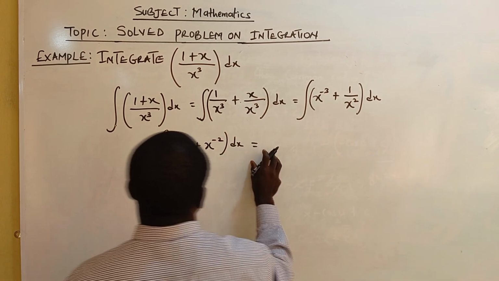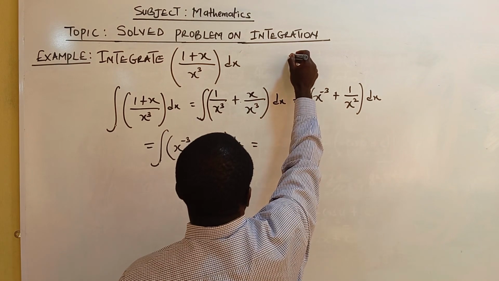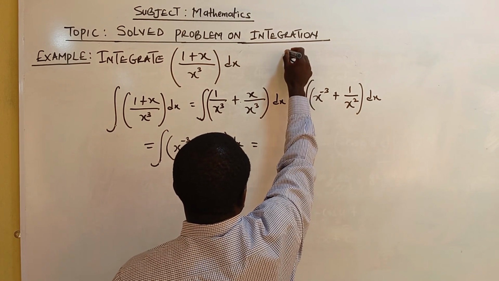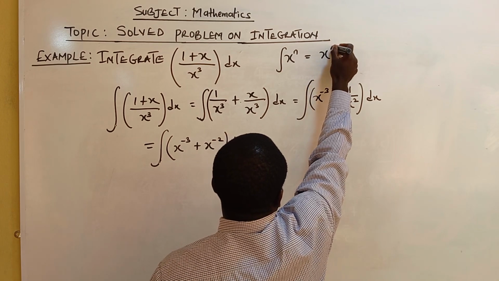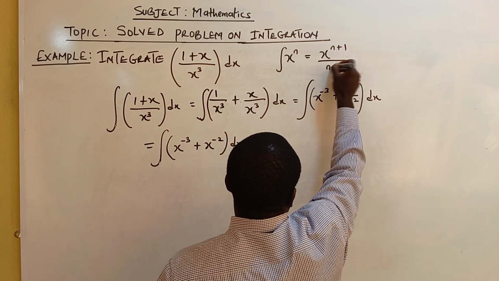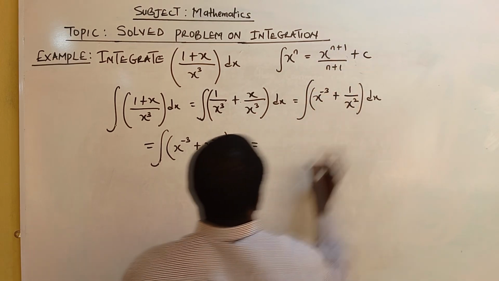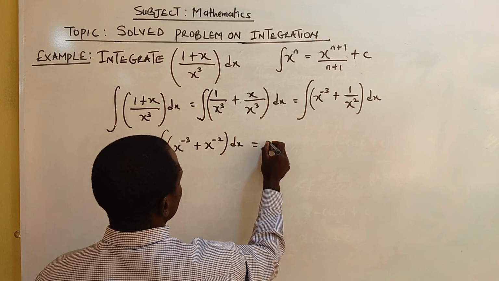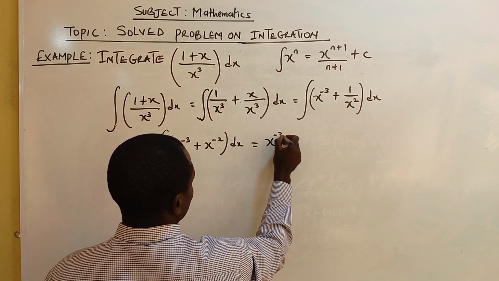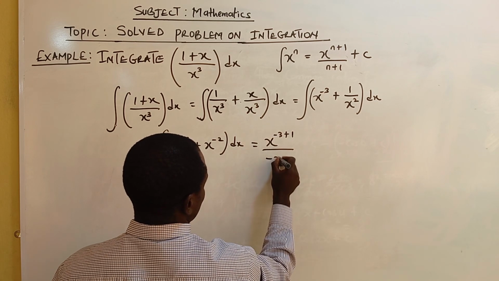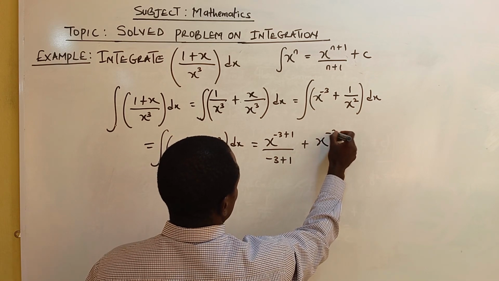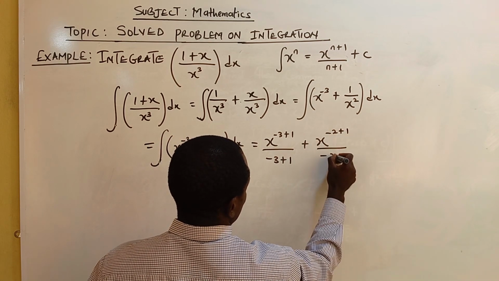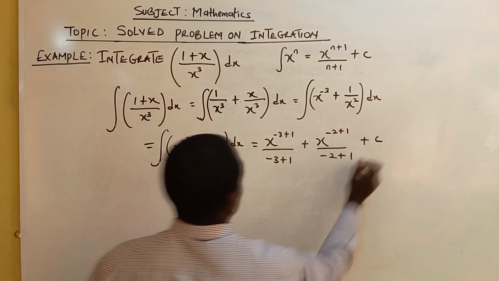When you are doing the integration, when you have x, the integral of x raised to the power n equals to x raised to the power n plus 1 over n plus 1 plus c. Okay, this one will now be x raised to the power minus 3 plus 1 over minus 3 plus 1 plus x raised to the power minus 2 plus 1 over minus 2 plus 1 plus c, constant.